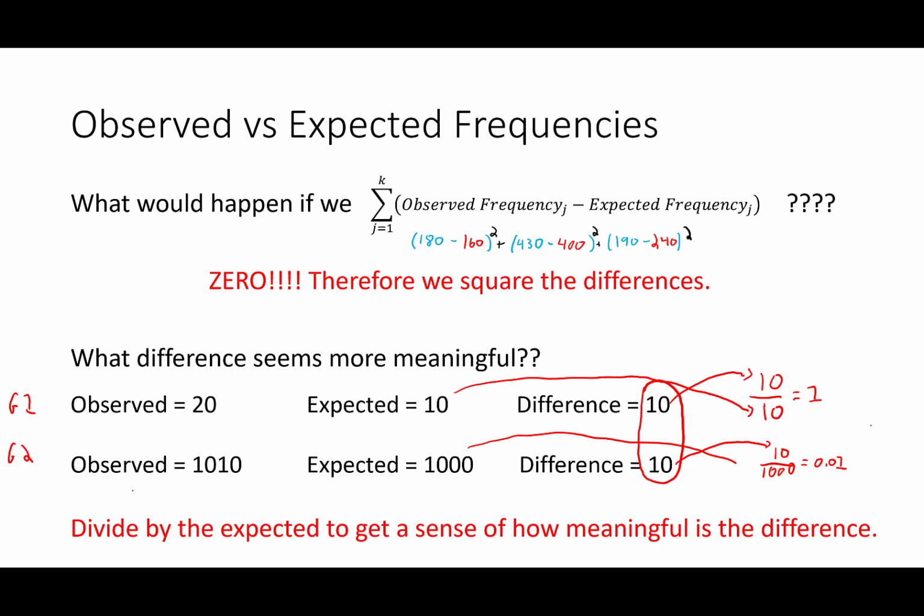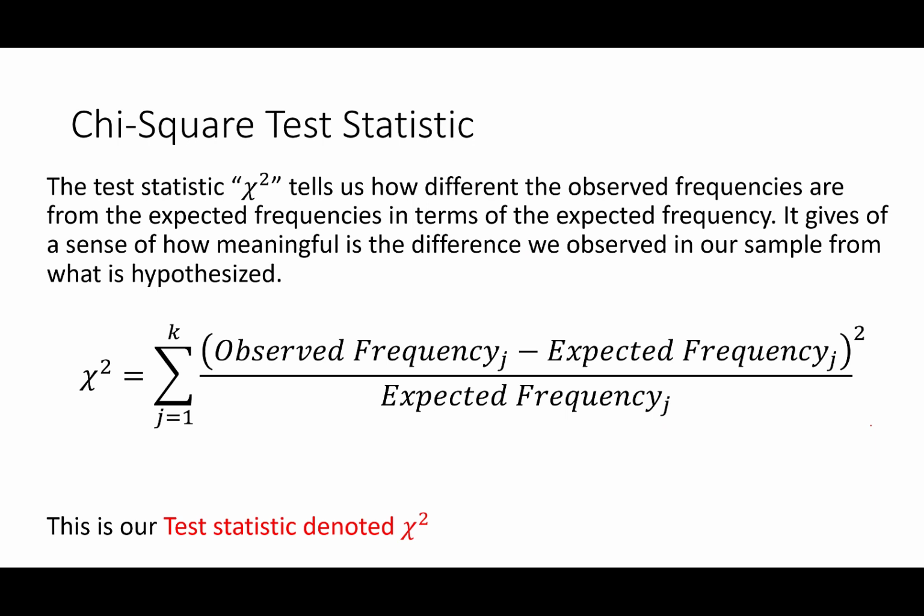What we've just uncovered is what's going to be our test statistic for chi-squared. We take the observed frequency for each group and see how different it is from what we expected. But if we sum them all up, that sums to 0. So what we do is we square those differences. And then we say to ourselves, well, to get a sense of how meaningful that difference is, let's divide by what we expected. This is going to be the metric that we use to test our hypotheses.